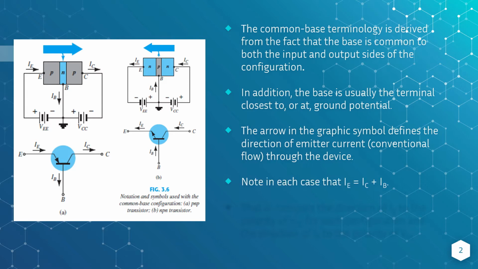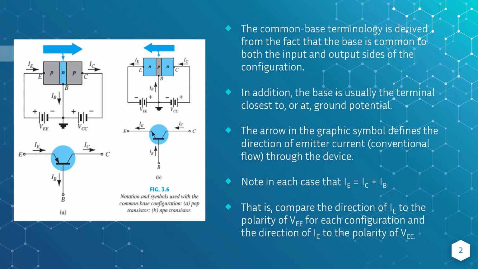Note natin that in each case, IE is equal to IC plus IB. So meaning, lahat ng current na nanggagaling sa emitter ay equal sa pinagsamang current ng collector and base. Note also that the applied biasing voltage sources are such as to establish current in the direction indicated for each branch. Another, compare the direction of IE to the polarity of VEE for each configuration and the direction of IC to the polarity of VCC.